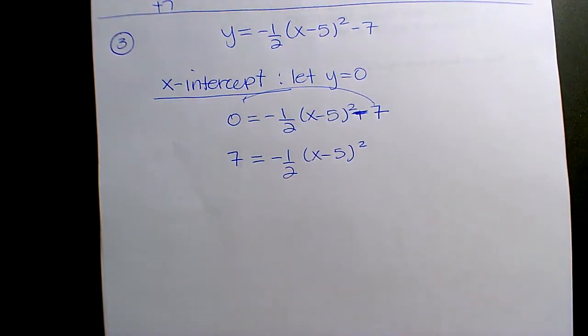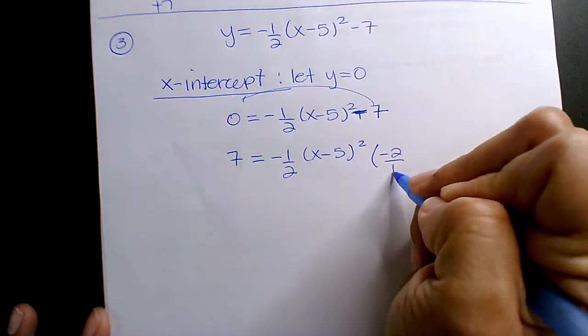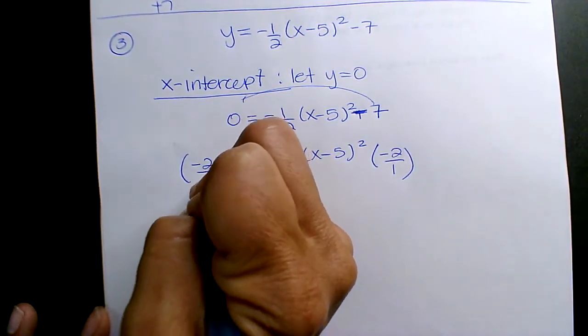What's the reciprocal of -1/2? -2. Do not switch the sign. You switch the sign on adding and subtracting. You do not switch it on multiplication and division. You keep the sign, you honor it. So, and if you just write -2, that's fine.